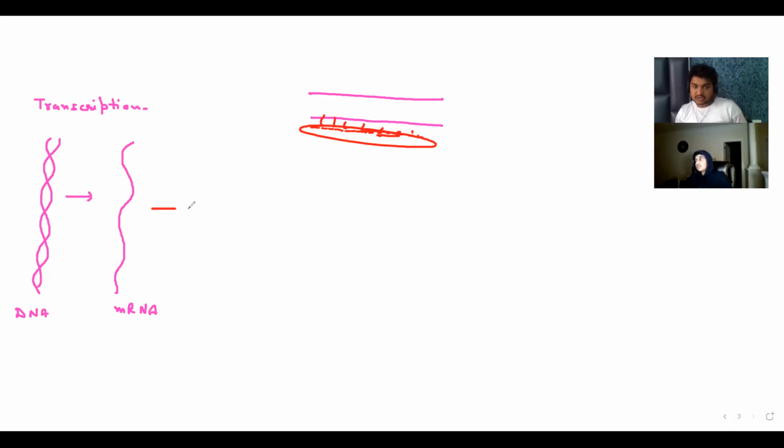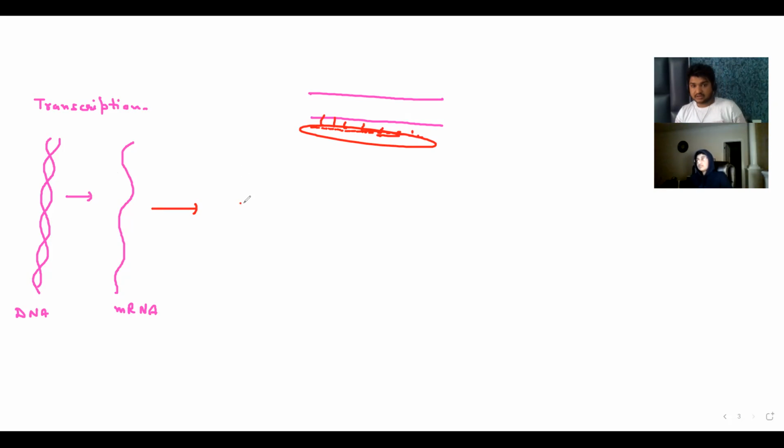Sometimes this question is also asked: suppose both these strands help in the formation of mRNA, then how many mRNA will you have? Two mRNA, and these two mRNA are complementary to each other, so they will form one double-stranded RNA. They are sticking together, and if they are sticking together, then they are not going to form the protein.